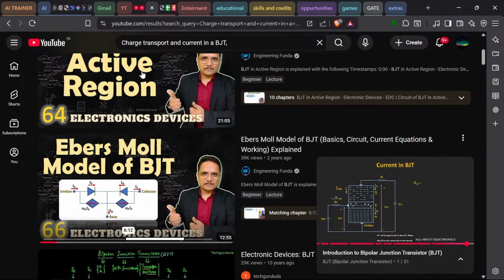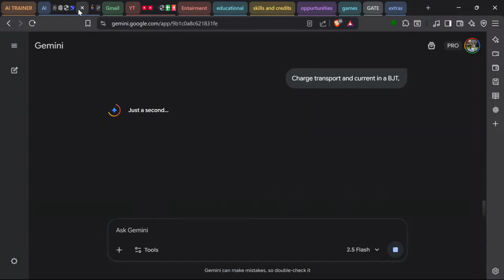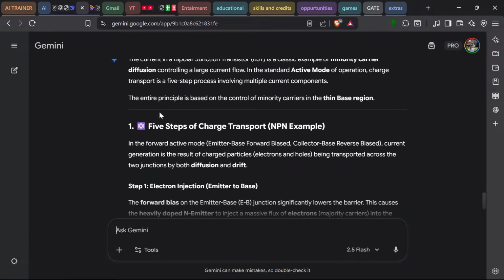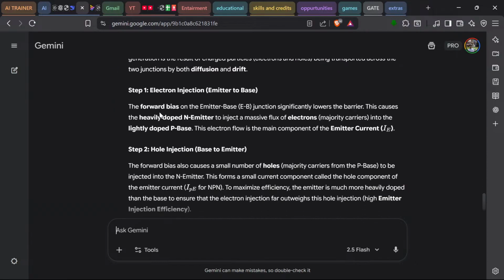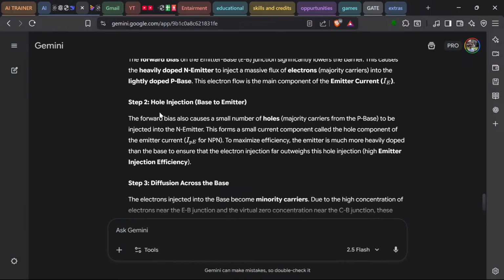So the total collector current ICT will be equal to IC plus ICO, where this ICO is the current due to the minority charge carriers. And typically, this current is in the range of microamperes, while this collector current IC is in the range of milliamperes. So this is all about the different types of currents in the BJT.